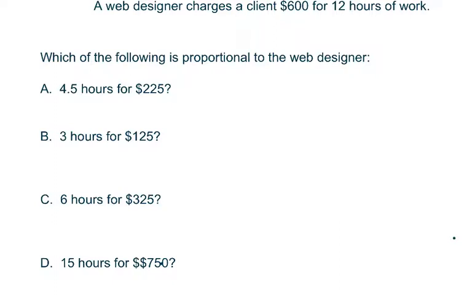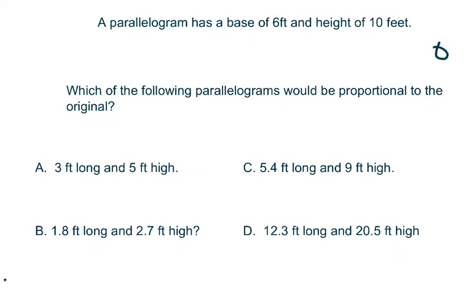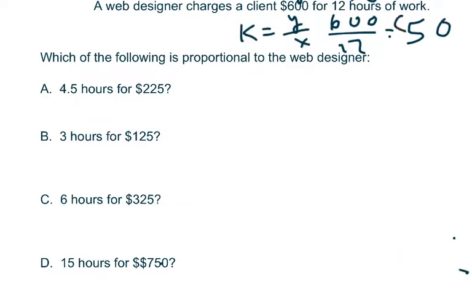It doesn't really matter which one you do first, but usually you have your output, which is 600, and then your input of 12 hours. So this is your Y, this is your X, and you take K equals Y over X. You take your output of $600 and divide it by the input of 12 hours. Every 12 hours you work, you create $600 of income. When you divide those, you find that you're going to earn $50 per hour.